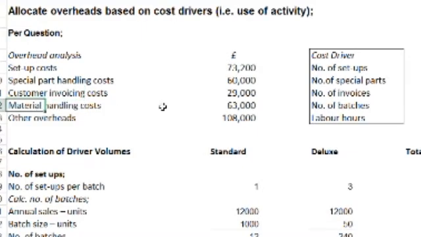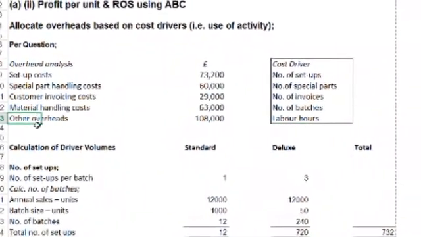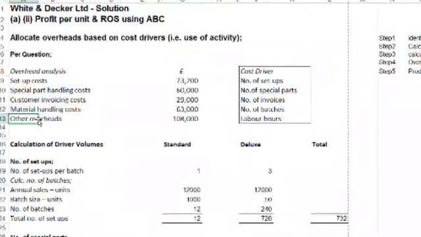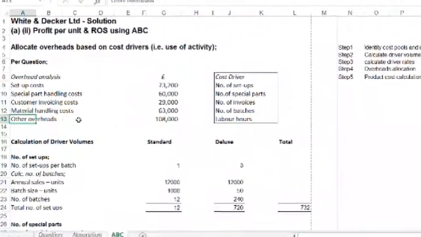Similarly, material handling costs are related to the number of batches. So the more batches, the more material handling costs. And other overheads which are shared and can't be categorized are driven by labor costs. So more labor, more of those costs. For example, it can be insurance or usage of electricity. All that will depend on labor hours. So the more labor hours, the more those costs.